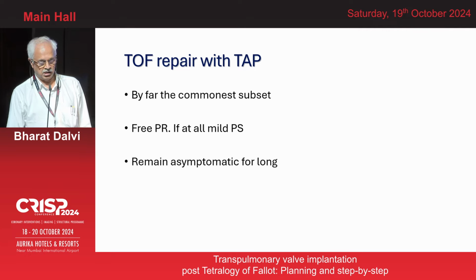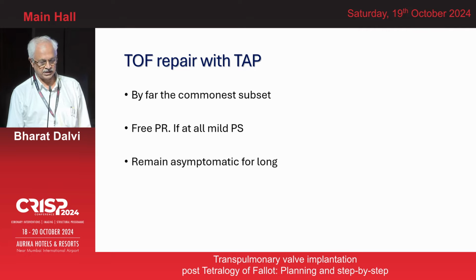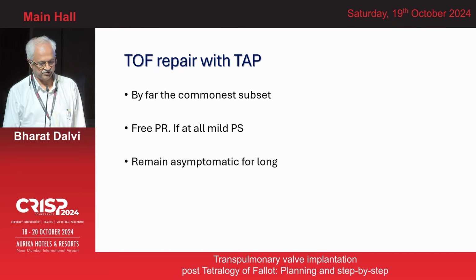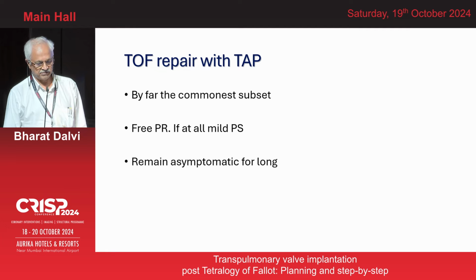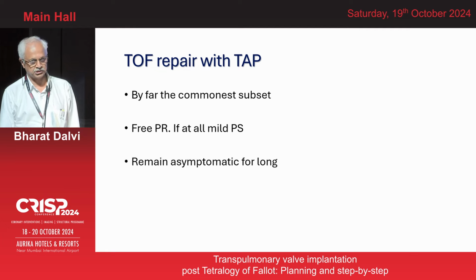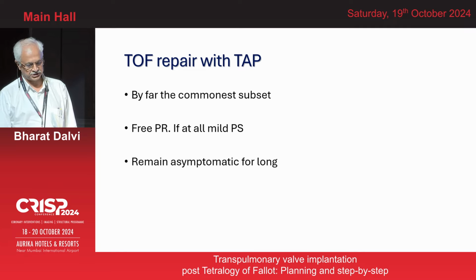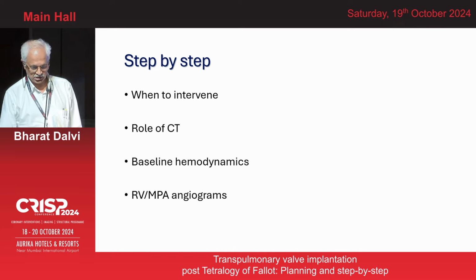Now let me concentrate only on this subset because this is by far the commonest subset, constituting maybe 80 to 85% of all operated tetralogy of Fallot. That is repair with a transannular patch. Most of these patients have free pulmonary regurgitation and absence of pulmonary stenosis, and if it is present, it's probably just mild. These patients remain asymptomatic for a very long time, and that's why deciding the timing of intervention in these patients becomes so very crucial.